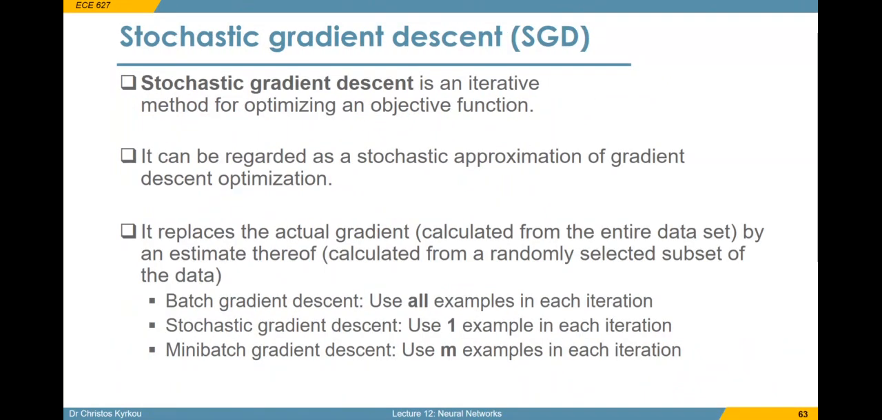A way to avoid this is to use what is called stochastic gradient descent. The idea behind stochastic gradient descent is to approximate the gradients using a smaller sample of our data set. Specifically, we could use all the samples, which is called batch gradient descent. We could use only one sample, which is called stochastic gradient descent, or we can use M examples, which is called mini batch gradient descent or mini batch stochastic gradient descent.